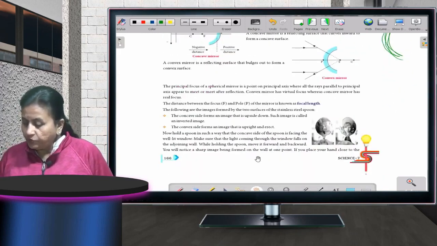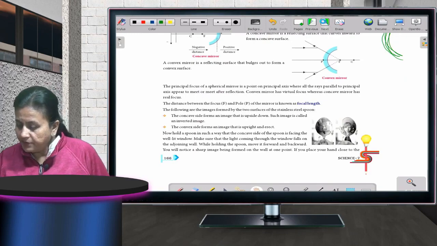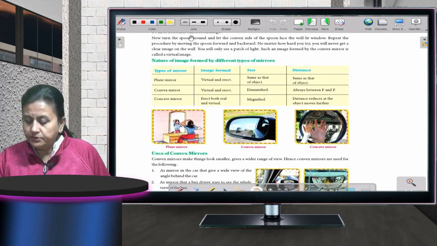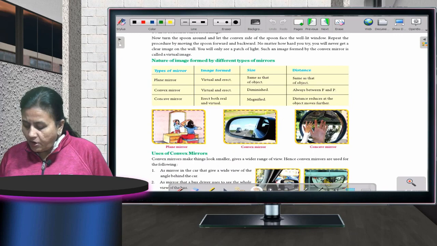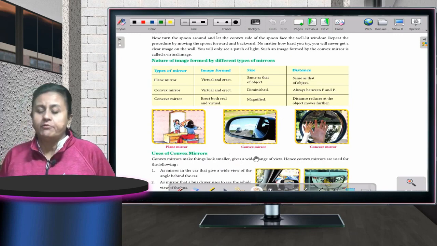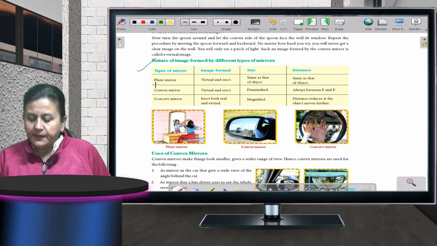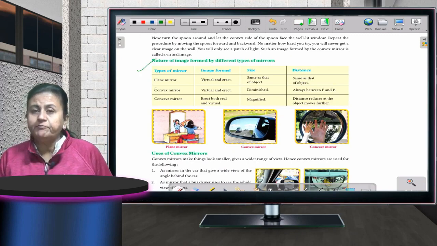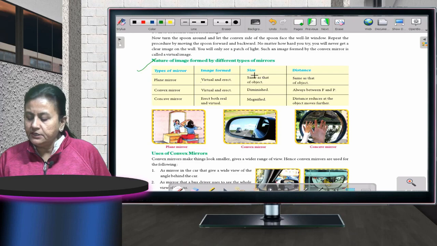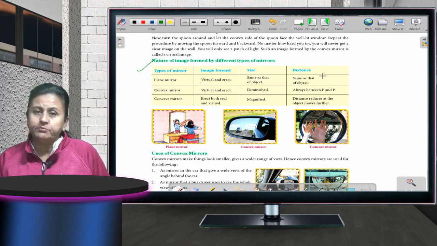This you can go through yourself. This is simple. Now, nature of image formed by different types of mirrors. This is very important. Just go through it. In plane mirror, the image formed is virtual and erect. Size same as of the object. Distance same as that of an object, which I have told you.